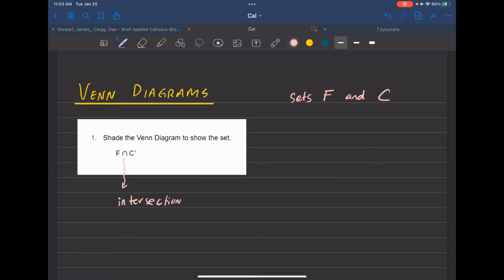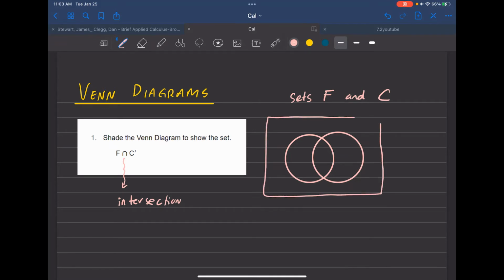So let's suppose this is our set F, and let's suppose this is our set C. And we're going to draw a rectangle to represent the universal set. So let's label them. This is F, this is C, and the rectangle is the universal set.